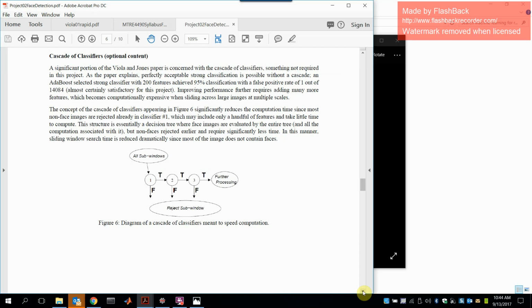So they were trying to speed this up, and they had this idea of a decision tree. If we had class on Monday, we'd go more into decision trees. But basically, a decision tree is a way of segmenting your search space into certain areas.